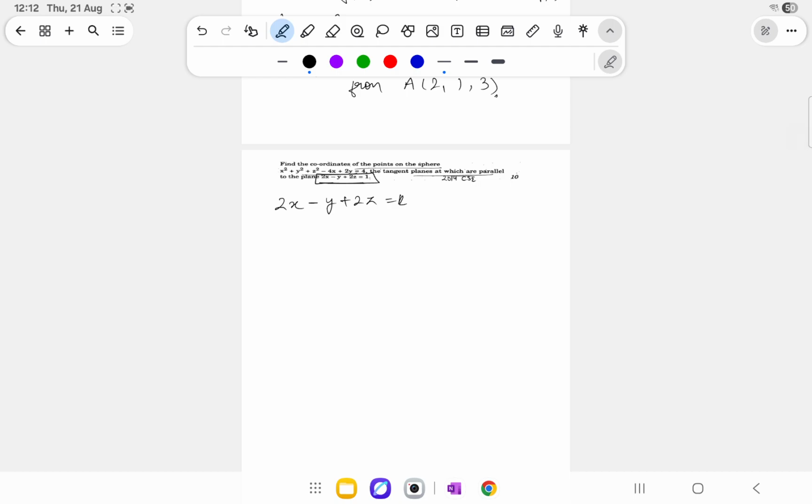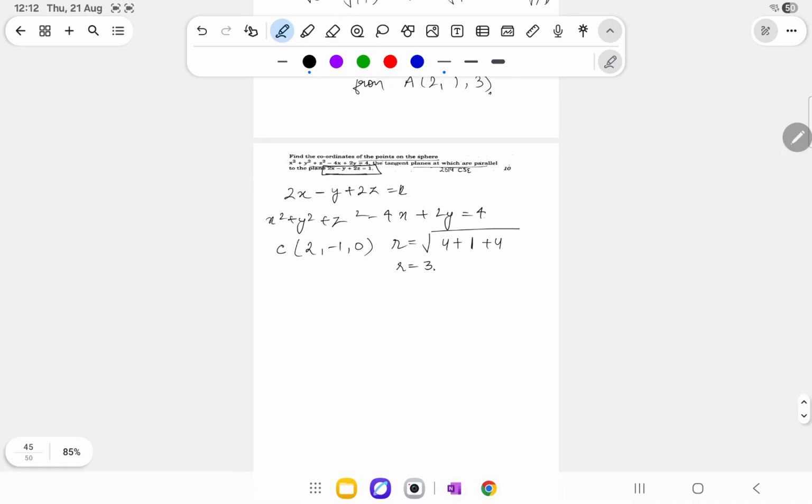Also, the given sphere is x square plus y square plus z square minus 4x plus 2y equals 4. Using this I can find the center of the sphere, which will be (2, -1, 0), and the radius will be the square root of 4 plus (-1) square plus 4. So my radius is basically 3. If this is my tangent plane, then the perpendicular distance from the center of the sphere to this plane must be equal to the radius of the sphere.